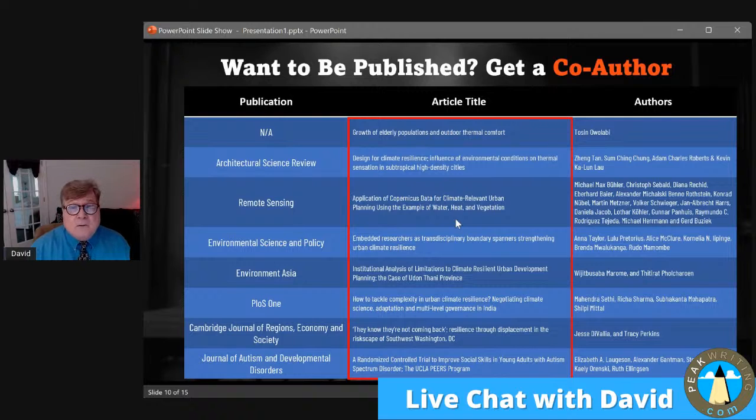Each one of those, look at Environmental Science and Policy. Embedded researchers as transdisciplinary boundary spanners, strengthening urban climate resilience. So in other words, what effect did embedded researchers have on strengthening urban climate resilience? You're going to find out in that article. But if you look at the student's article titled "Growth of Elderly Populations and Outdoor Thermal Comfort," you really don't know what the relationship is. You really don't know what is being investigated.